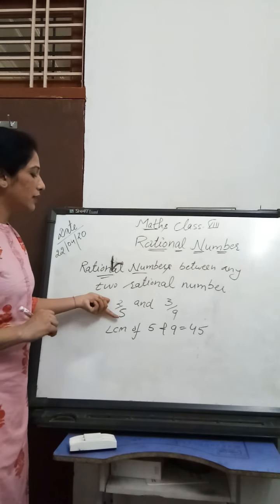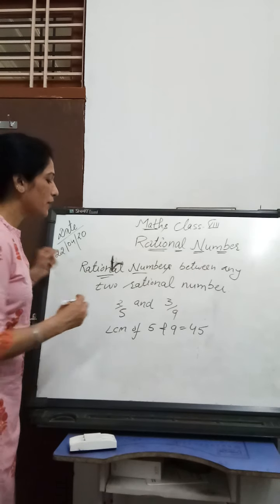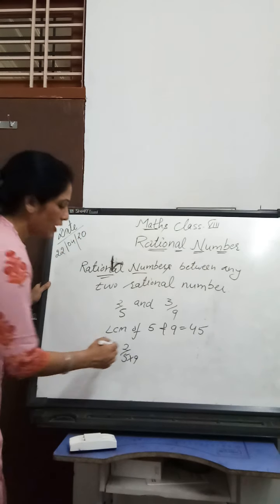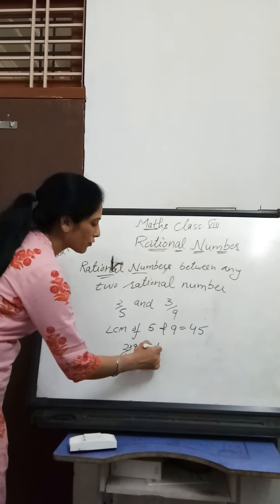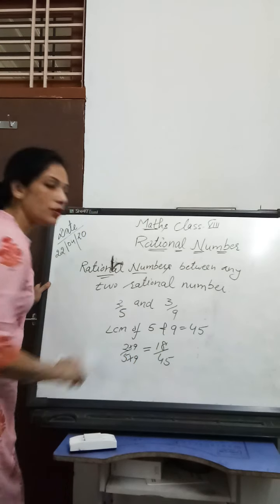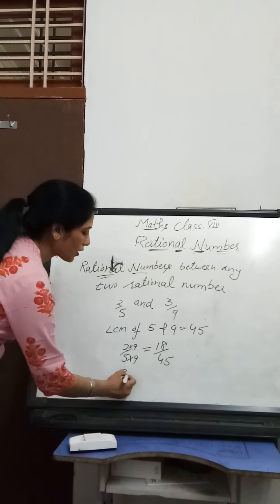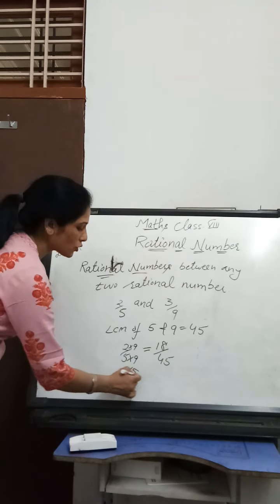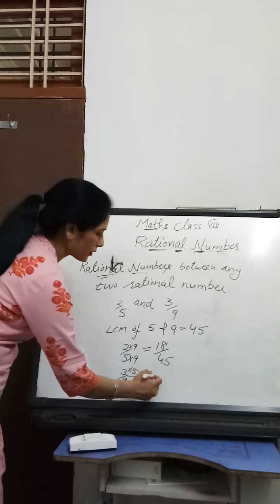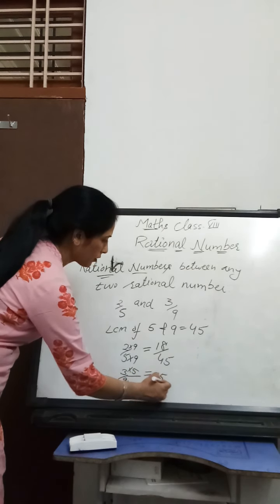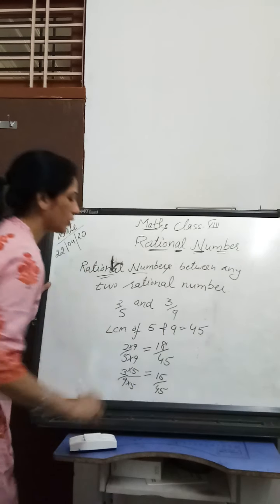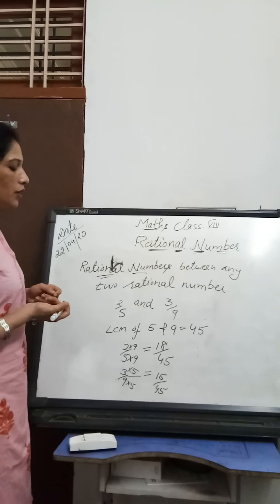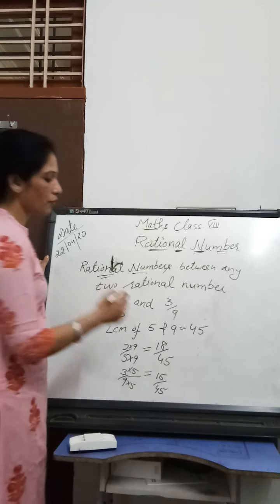Clear? Now you will make the denominator of first rational number 45. 2 upon 5 is given here. I will multiply it by 9, and numerator will also multiply by 9, and your first rational number will become 18 upon 45. Now next we have 3 upon 9. For making denominator 45, you will multiply it by 5, and numerator will also multiply by 5, and your answer will be 15 by 45.